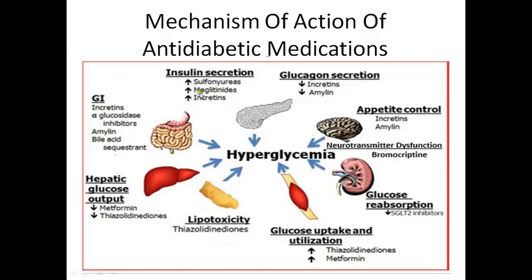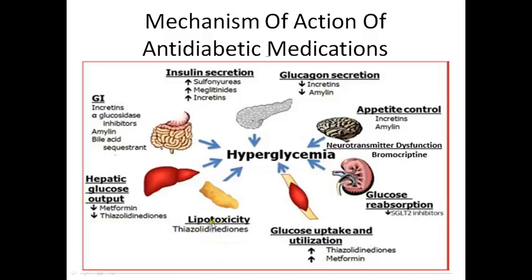That group is sulfonylureas, meglitinides, and incretins. Then there are drugs which, like incretins, also play an important role in decreasing glucagon secretion. Incretins also have effects on the gastrointestinal system, and there are alpha glucosidase inhibitors which inhibit the absorption of glucose, amylin and bile acid sequestrants, which can again lead to decreased hypoglycemia. Metformin and thiazolidinedione decrease hepatic glucose output and thus decrease insulin resistance.